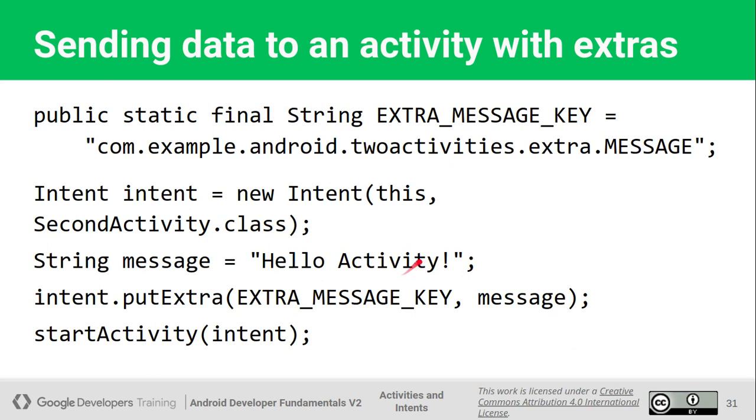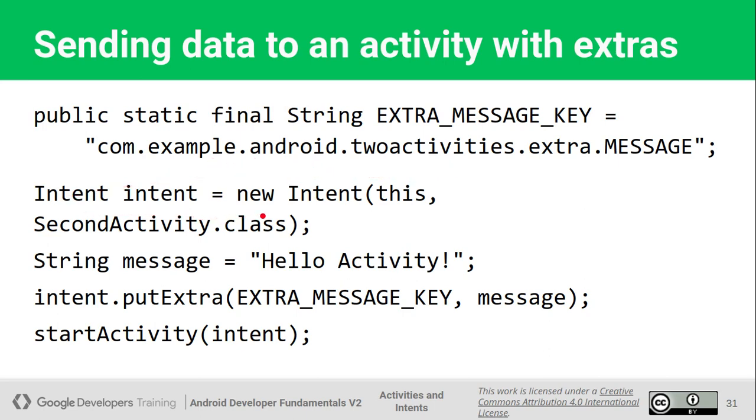So how do we send data to an activity within extras? In the first step we need to create a message key, and this key could be any unique value. The best way to create a key is to use the package name, because the package name of an application is a unique value. It cannot be repeated. If you want to create your own key, it could be a number, let's say 123, or a number plus string, but it should be unique.